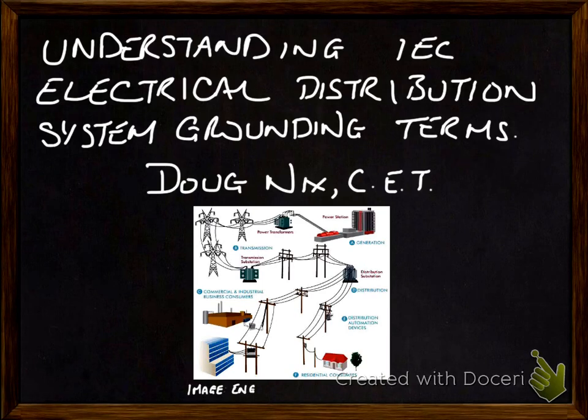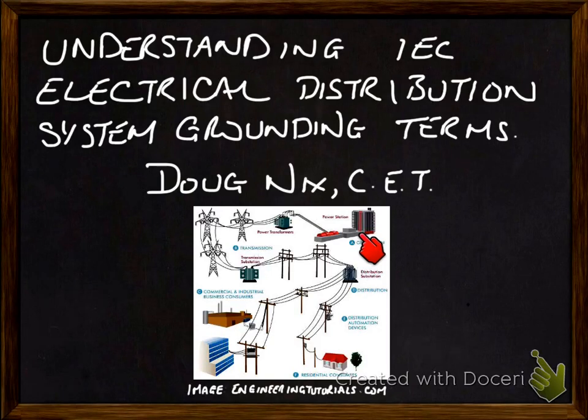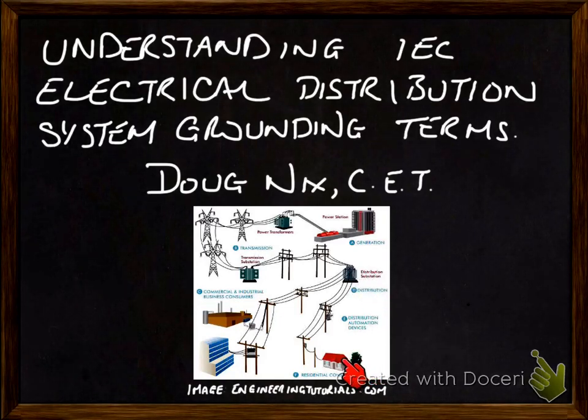the two-letter designations that are sometimes used to describe electrical distribution system grounding. We'll be talking about grounding in a variety of ways, but in particular we'll be looking at grounding on the distribution generation side, so that would be at the generator or at the power plant, at the distribution transformer, which might be on your street or might be next to the building that you live in, and finally at the point of consumption, either at your home or possibly at your place of work.